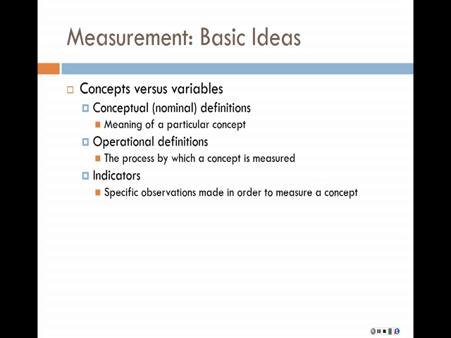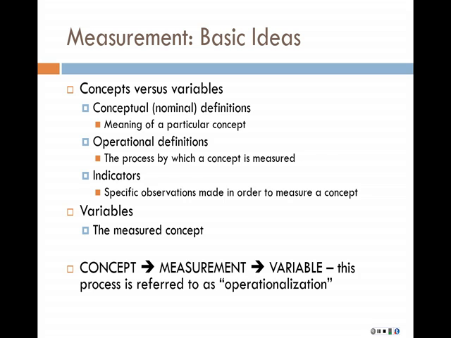Then we're going to have the indicators. What are the specific observations made in order to measure a concept? So we might have a 5-point scale. Okay, the indicators are certain types of things you're asked on a survey. If you do a survey online, it's least likely, likely, no opinion. So there's a scale on whether or not you're going to engage in some behavior. So we've moved into a variable. The variable is simply the measured concept. This process of going from a concept of personal integrity, to how we're going to measure that concept, to the actual indicators that make up the variable, is referred to as operationalization.